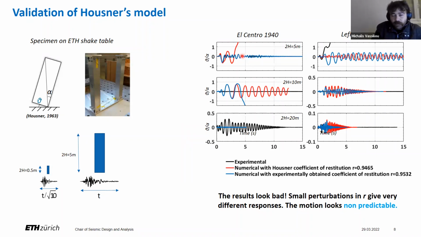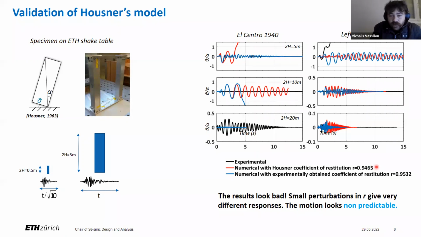The black line is the experimental tilt angle time history. Tilt angle is this theta. The red one is the numerical one when using Housner coefficient of restitution, and the blue one is the numerical one when using an experimentally obtained coefficient of restitution. The results look really bad. The first problem is that none of the numerical models predicts the response well. For me, this was catastrophic because I have more than a dozen papers published on such analytical models. And if the models cannot adequately represent reality, no matter how many citations I get, I think the papers are no more than garbage. The second problem is that a slight change in the coefficient of restitution leads to a huge change in the response.